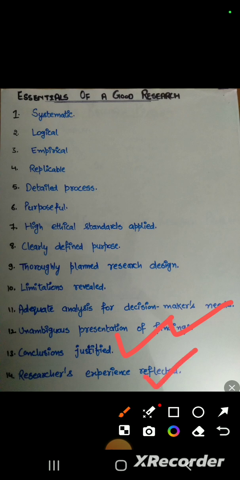Last, we have researcher's experience reflected. Greater confidence in the research is warranted if the researcher is experienced, has a good reputation in research, and is a person of integrity. A good research report should contain information about the qualification of the researcher. So these were all about the essentials of a good research.